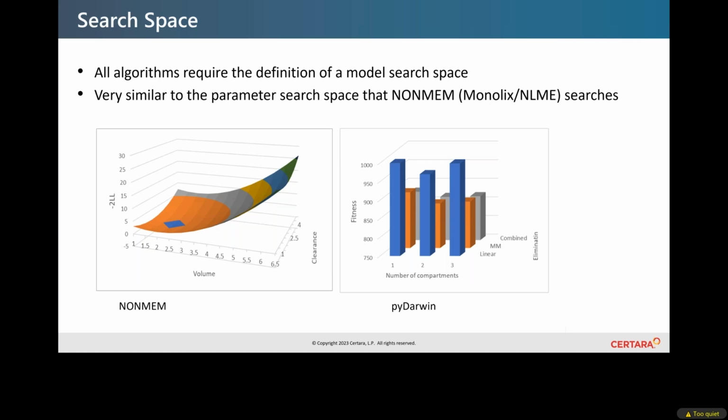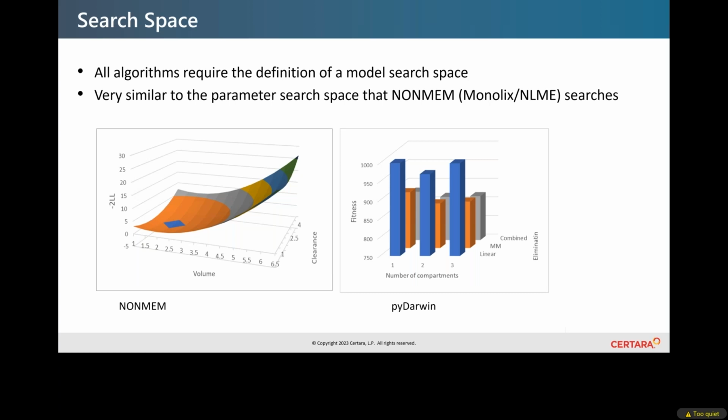On the left is a diagram of a simple two-dimensional parameter space with volume on the x-axis and clearance on the y-axis, and then minus twice the log likelihood on the vertical axis. And you're looking for the minimum point. You're looking for the unique values of clearance and volume that give the minimum value of the objective function, somewhere right in here. The analogy in looking for a model and searching a model search space is the same.